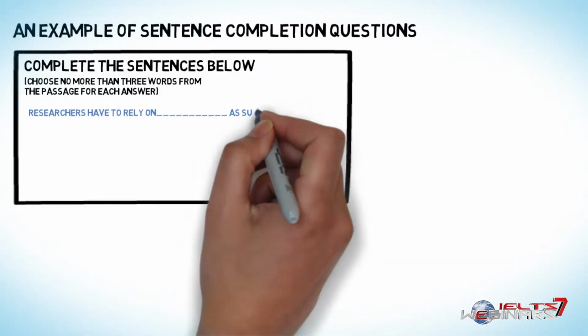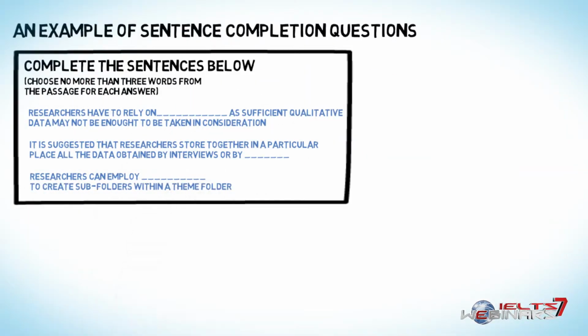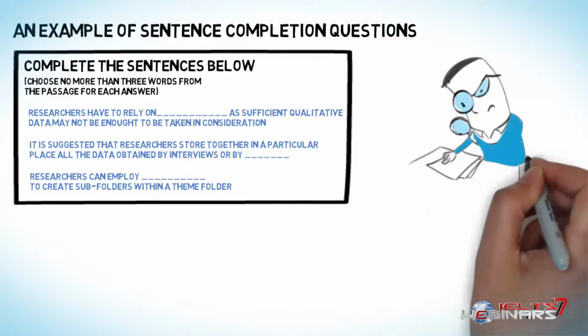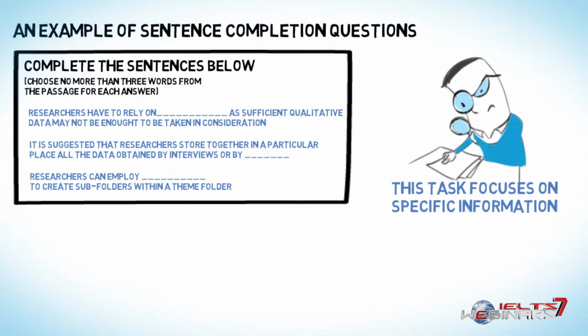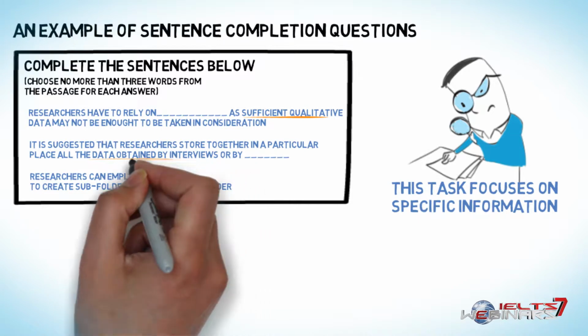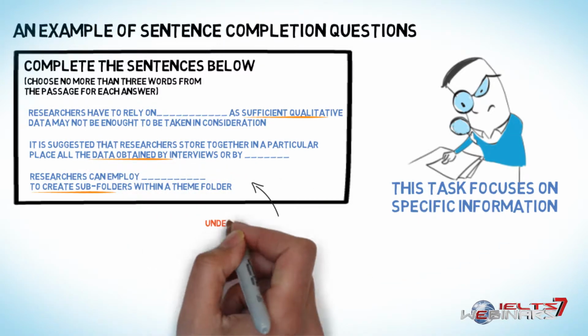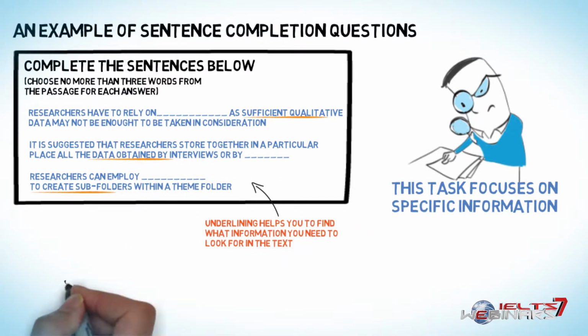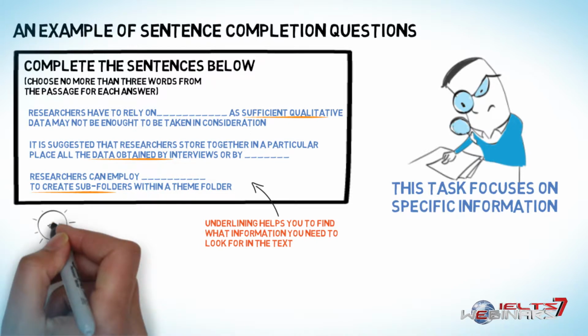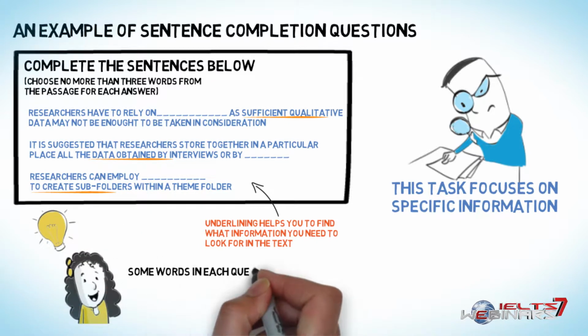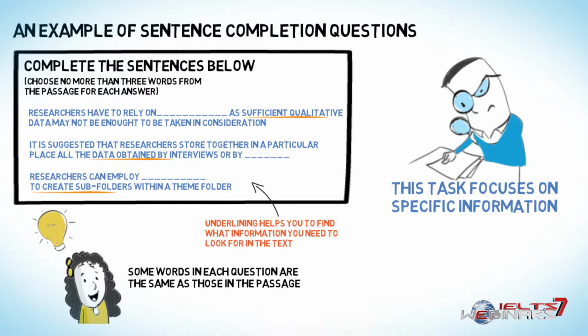This is an example of a sentence completion question. This task focuses on specific information. It is very important to start by underlining the key words in the question. This will help you understand what information you need to find in the text. There are usually some words in each question that are the same as those in the passage. You can scan the text for these words to find where the answer to each gap can be found.